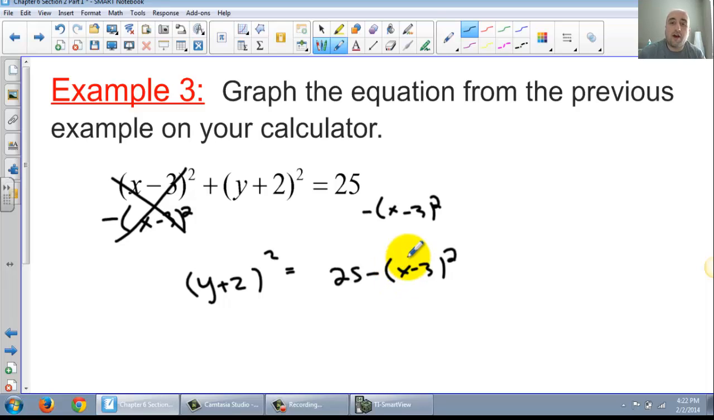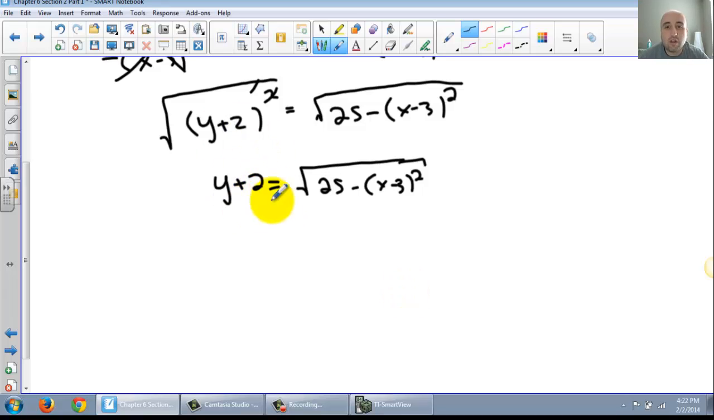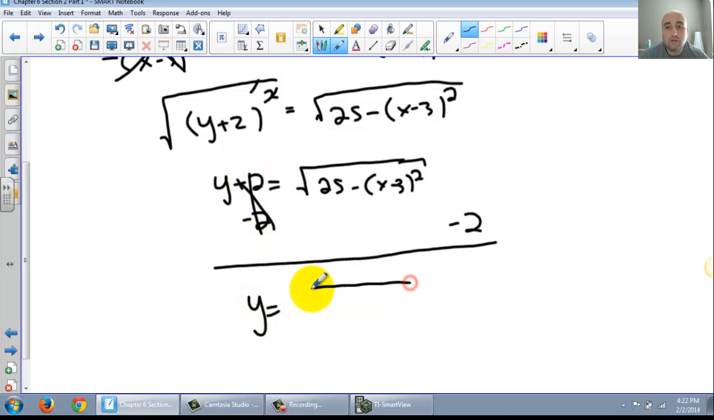Now how do I get this power of 2 out of here? Basically I have to square root both sides. The power of 2 and the square root go away. I'm left with y plus 2 equals the square root of 25 minus (x minus 3) squared. And the last step: how do I get rid of the plus 2? I subtract 2. I'm not subtracting it inside the square root, I'm doing it on the outside. So y equals the square root of 25 minus (x minus 3) squared, close your square root, minus 2.